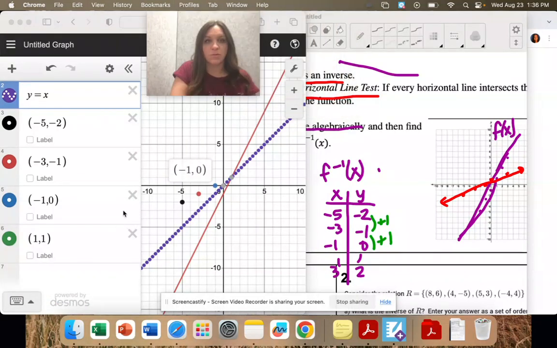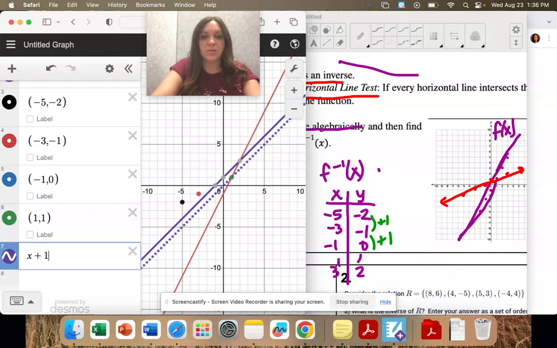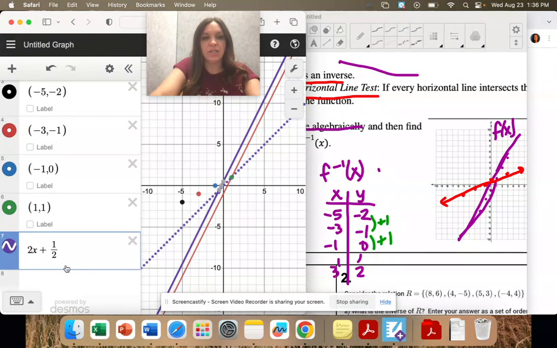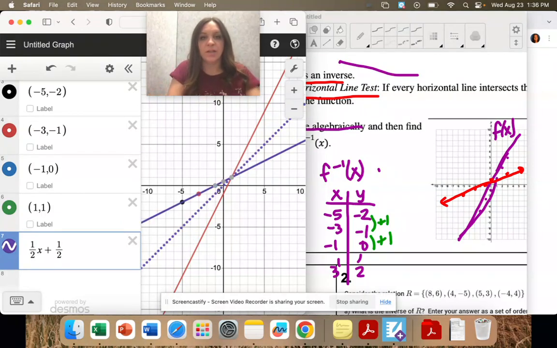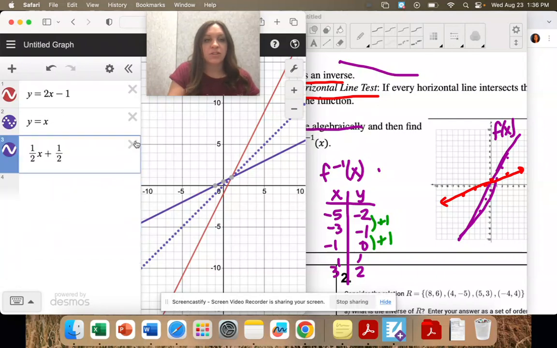I keep getting in the way, moving myself. So x plus 1/2. Oh, not quite. I was trying to get through those points. Aha! There we go. So there's my inverse function. It reflects over y equals x. That's the main thing I want you to know. And that the x and y values switch spots.